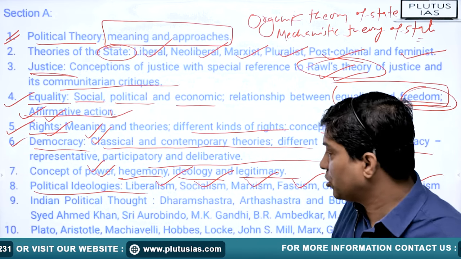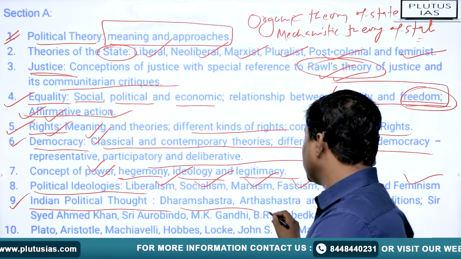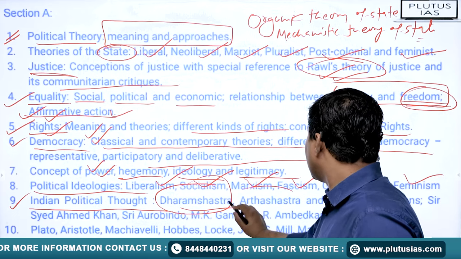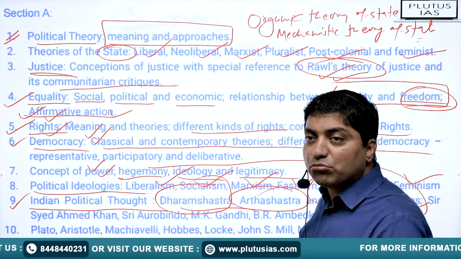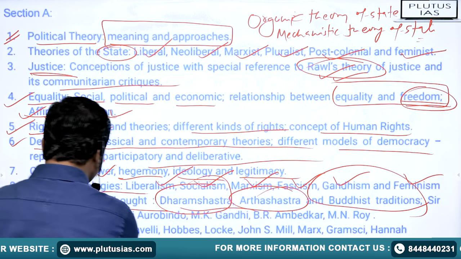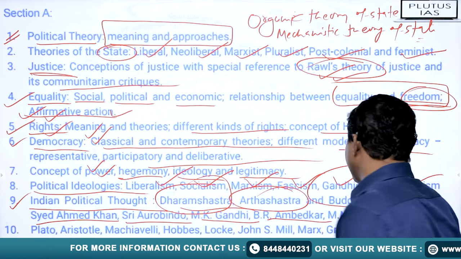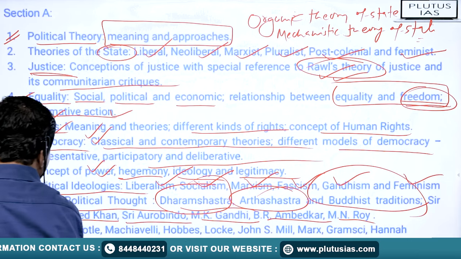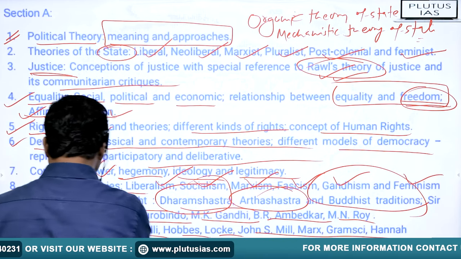Then the ninth topic, Indian political thought. Here there are three traditions in ancient India: Dharma Shastra, Artha Shastra, and the Buddhist tradition, right? As far as modern thinkers are concerned, Sir Syed Ahmed Khan is in your syllabus, Aurobindo, M.K. Gandhi, B.R. Ambedkar, M.N. Roy. Then the 10th topic is Plato, Aristotle, Machiavelli, Hobbes, Locke, J.S. Mill, Marx, Gramsci, and Hannah Arendt.